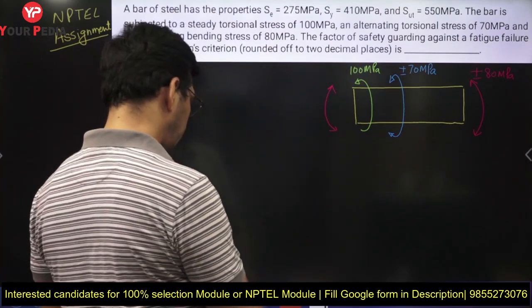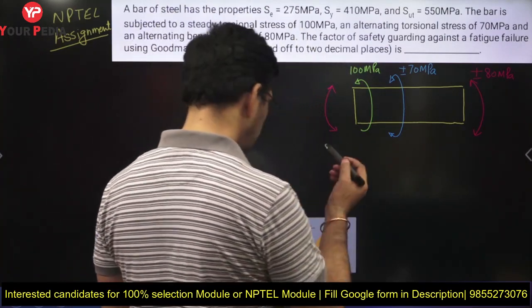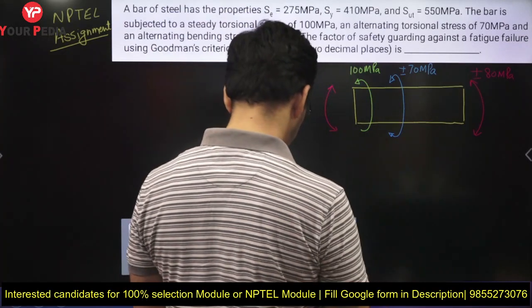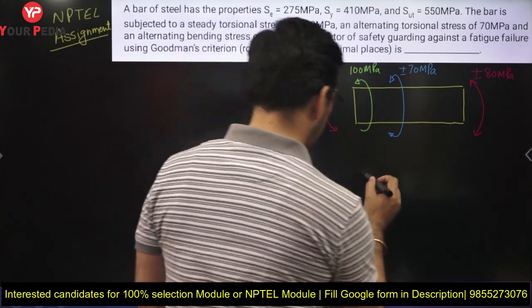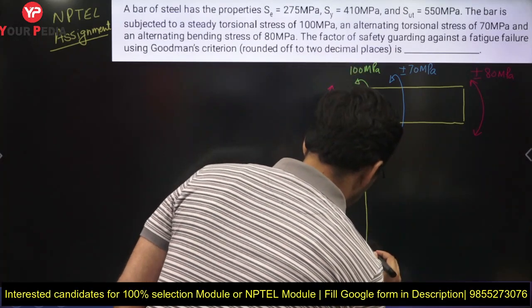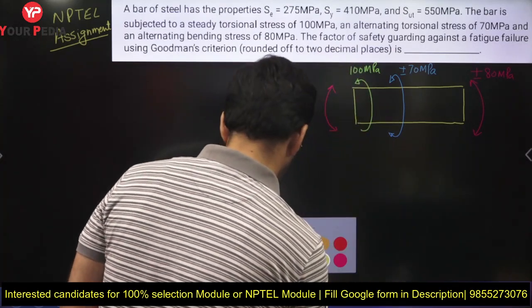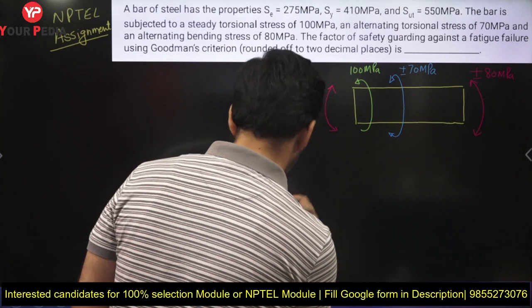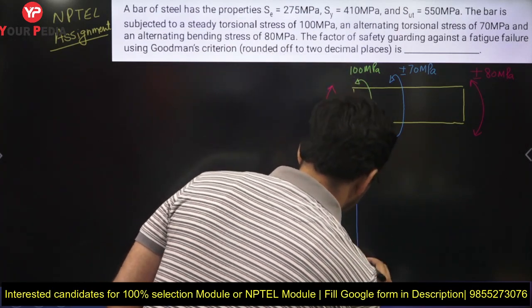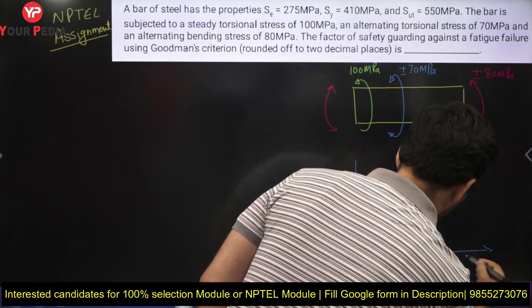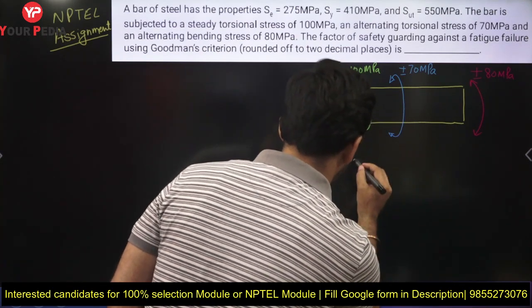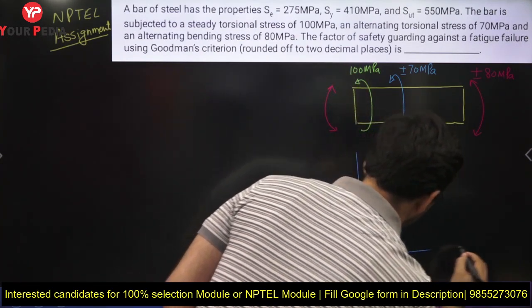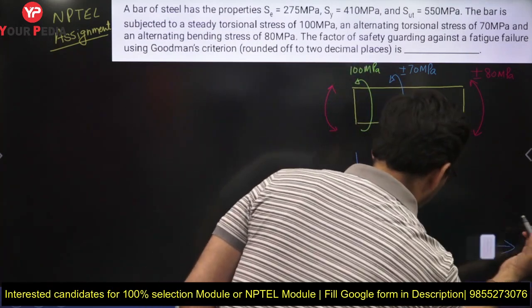So forget about all these; if I simply talk about having only one type of stress, and that is fluctuating, meaning it has a mean value of stress as well as a stress amplitude, you can use Goodman's criteria this way.